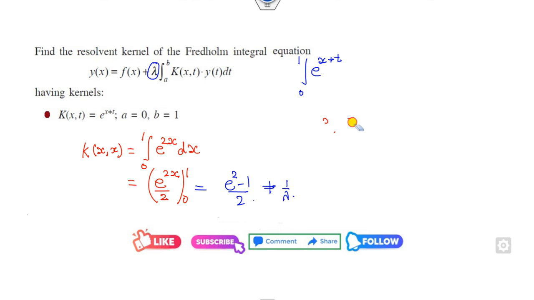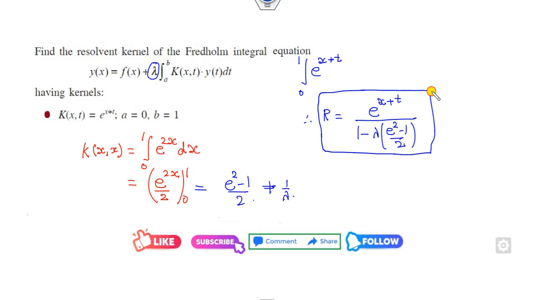So can you find the resolvent kernel? Therefore, what is the resolvent kernel? K(x,t), that is the given function, divided by 1 minus lambda times this answer. Fine. That is the resolvent kernel of this equation, provided the modulus of lambda is less than 2 over (e² − 1). That's the simple answer of this problem.